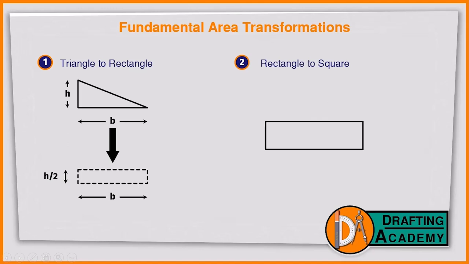Now, for a rectangle to a square, there is some process where we'll draw some arcs and then we'll be able to get our square. The process is not very difficult. If you can remember this simple figure, you will be able to remember how to transform your rectangle into a square. That means for fundamental area transformations, remember that to convert your triangle to a rectangle, you will be dividing the distance of your height or the altitude by 2, while for a rectangle to a square, you need some arcs that will enable you to get the square.